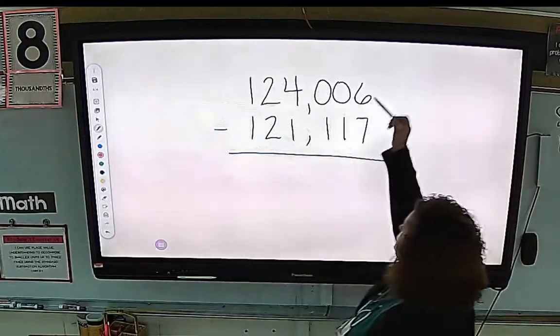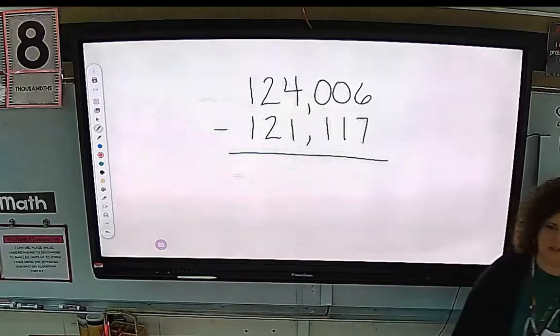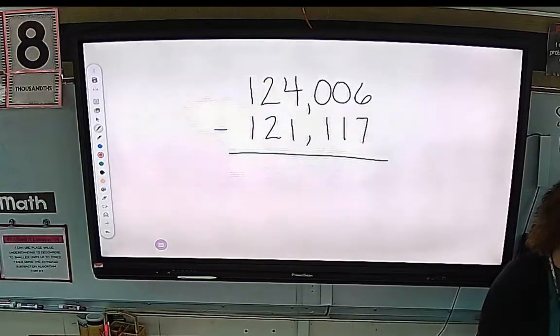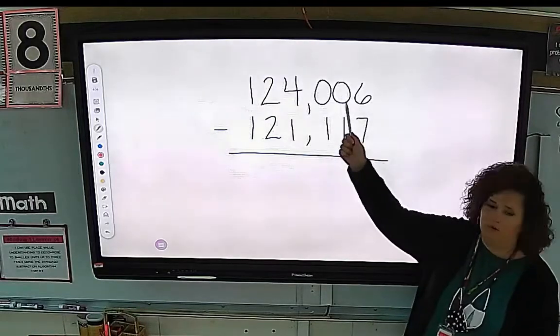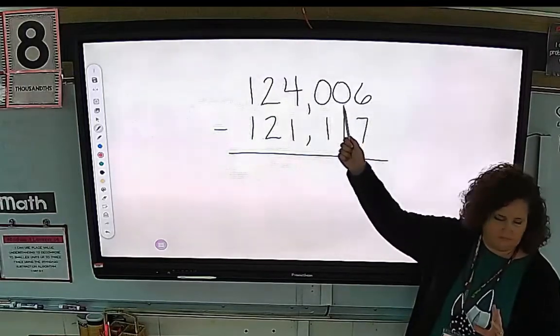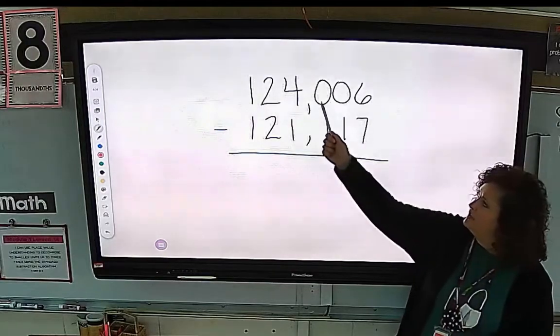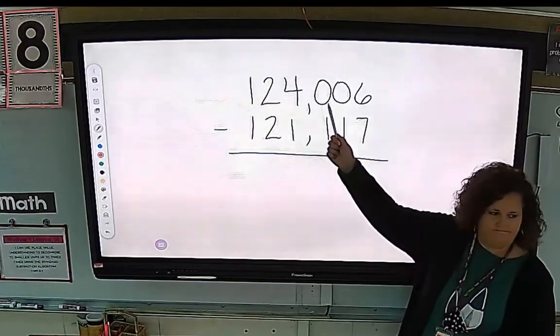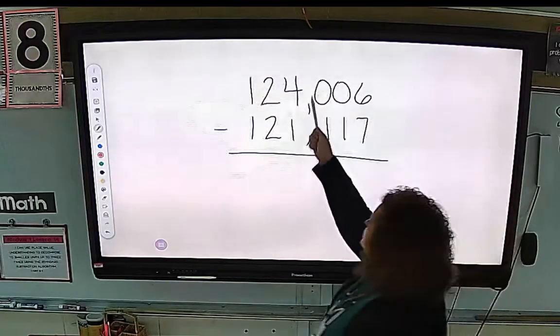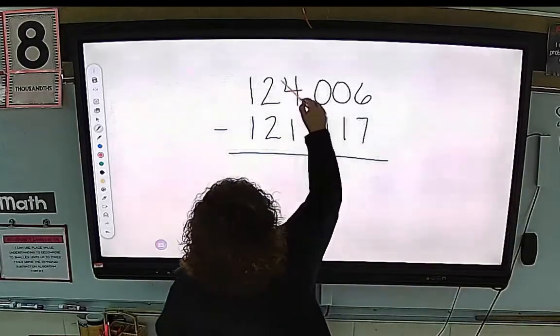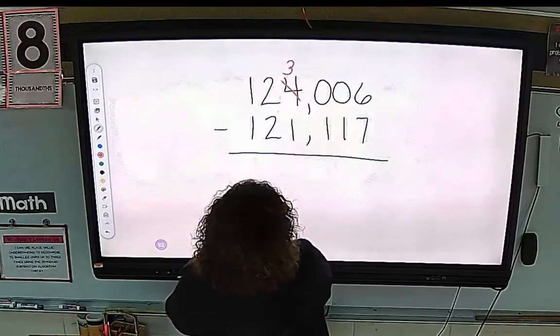You start subtracting: 6 take away 7. Immediately, you've got to put the brakes on and stop and do something, don't you? You've got to go next door. Can we get something from next door? No. You've got to go next door. Can I borrow from the 4? Yes, which is actually 4,000, isn't it? That's going to become a 3.